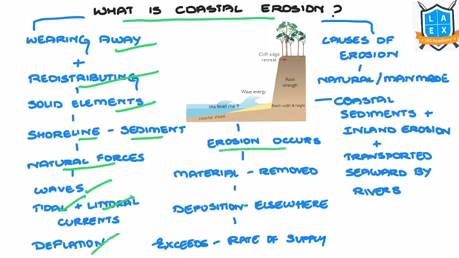Erosion occurs when the material being removed for deposition elsewhere exceeds the rate of supply, finally resulting in the landward shifting of the shoreline. The causes of erosion are either natural or man-made. Sometimes it is a combination of both.